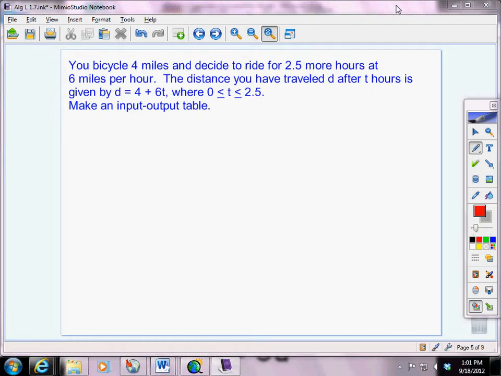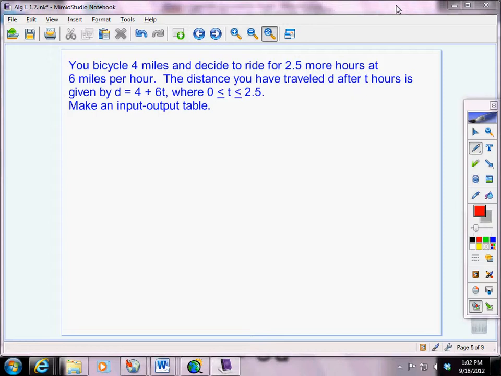An example of how we can create an input-output table when given a function. This example says you bicycle 4 miles and decide to ride for 2.5 more hours at 6 miles per hour. The distance you have traveled, d, after t hours is given by d equals 4 plus 6t, where 0 is less than or equal to t, which is less than or equal to 2.5. And what does that all mean?